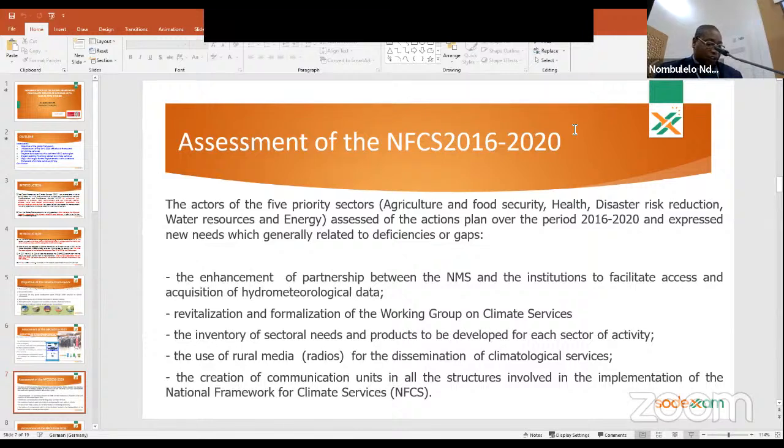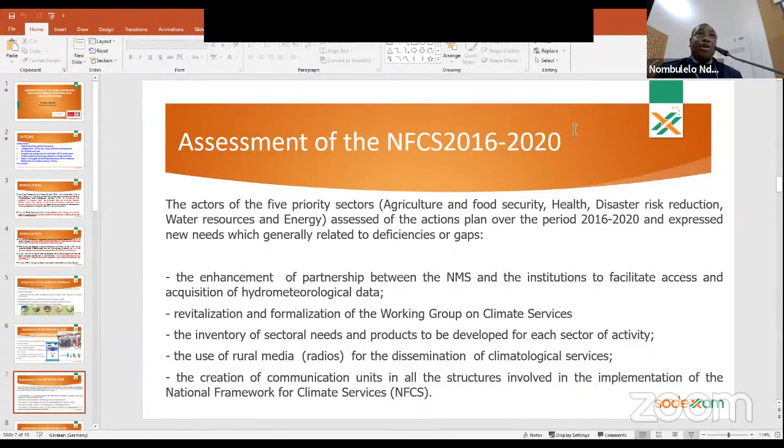At the assessment of the national framework, the actors of five sectors: agriculture, food security, health, disaster reduction, water resources, and energy, assess the action plan over the period 2016-2020 and express the new needs, which generally relate to deficiency gaps. The gaps are as follows: the enhancement of partnership between the National Meteorological Service and the institutions to facilitate access and acquisition of hydrometeorological data, to formalize the working group on climate services within the country, to make the inventory of the sectoral needs and products to be developed for each sector of activity.